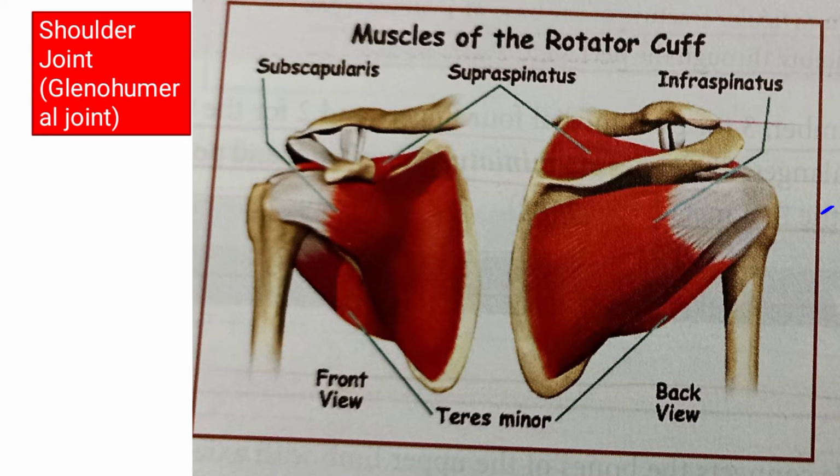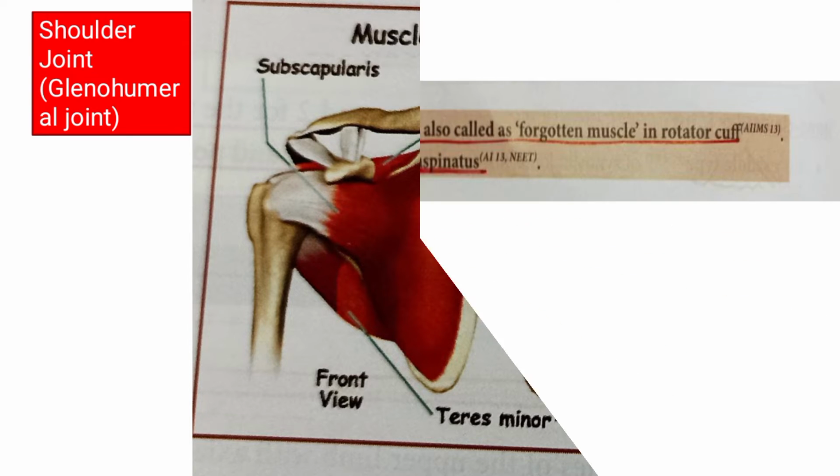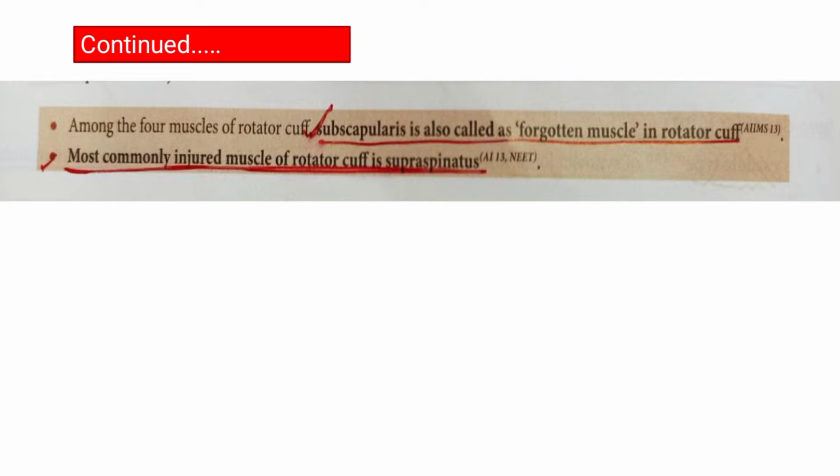So there are two important points also. Among the four muscles of the rotator cuff, subscapularis is also called the forgotten muscle. The most commonly injured muscle of the rotator cuff is supraspinatus.